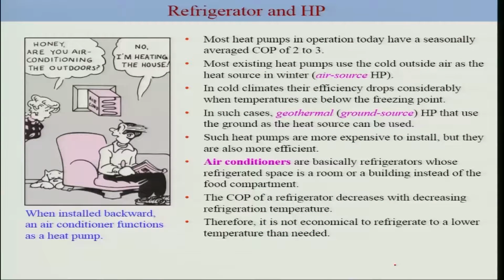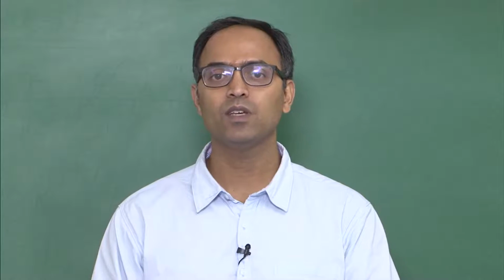Let me talk about the salient features of refrigerators and heat pumps. Most heat pumps in today's operations have a typical COP of 2 to 3. Most existing heat pumps use the cold outside air as the heat source in winter. The efficiency of a heat pump drops considerably when the temperature is below the freezing point. In such a case, you can make use of a geothermal heat pump, where the ground becomes the heat source. It's more expensive to install geothermal heat pumps, but they are more efficient.